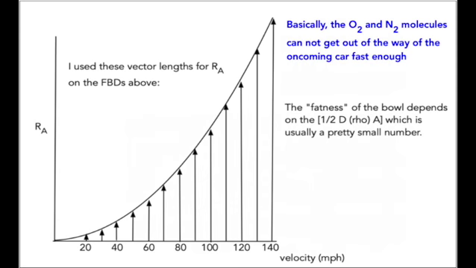I mean, basically air drag is that the oxygen, nitrogen, argon, whatever's in the air, those molecules just can't get out of the way fast enough. The faster you go through them, the more of them there are to try and get out of the way, and it's just difficult to push all those out of the way.